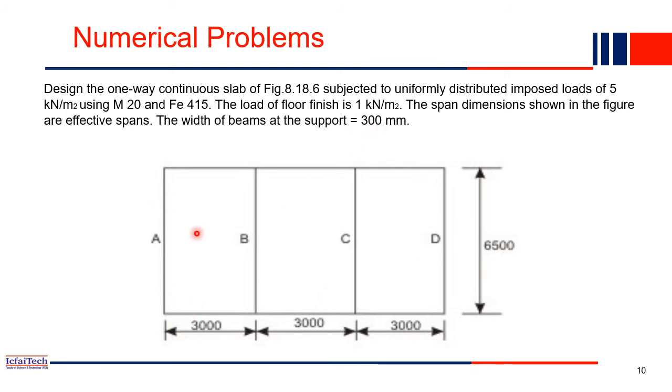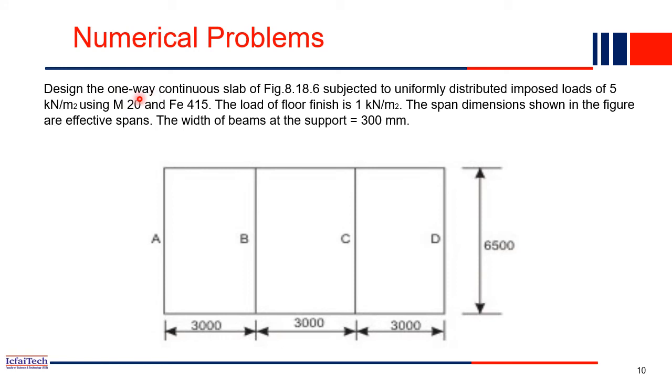So this entire slab is resting on a beam, right? On all four sides we have the beams. So here this is one slab, another slab, another slab. Here a total of three slabs are there. And all the slabs are resting on a beam which is 300 mm wide. So the load is given, how much load is coming on this slab: floor finish is 1 kilonewton per meter square, and the live load or the imposed load is 5 kilonewton per meter square. So we have to use M20 and Fe415 grade of steel to design the one-way slab.